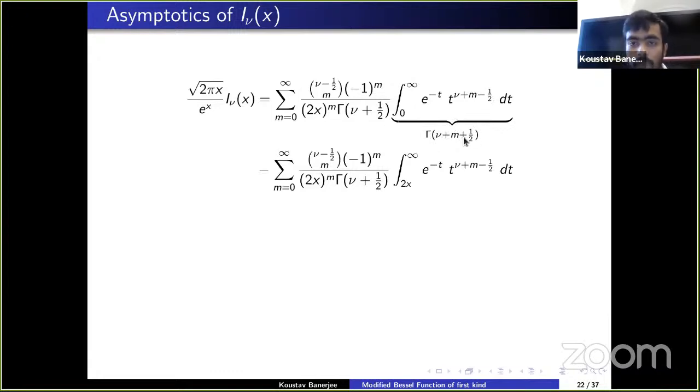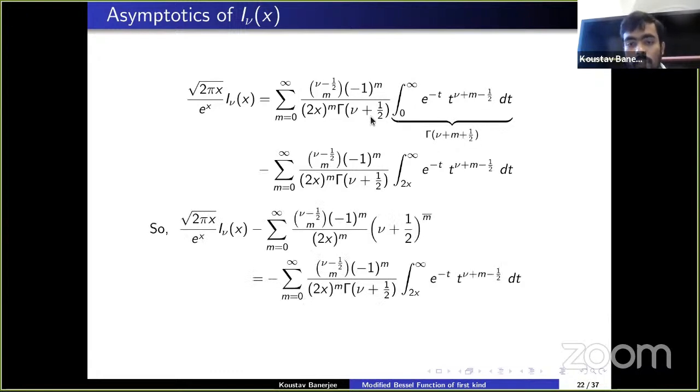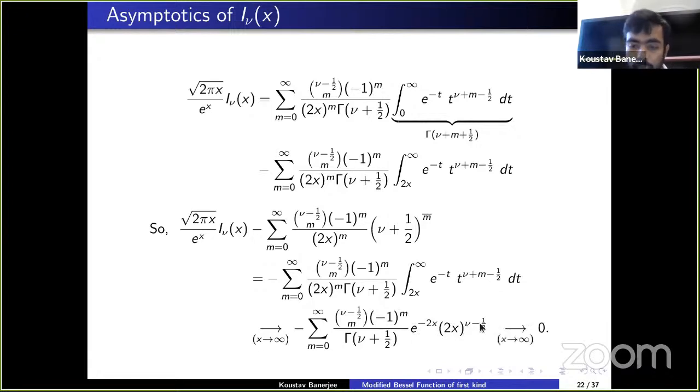And gamma(nu + m + 1/2) divided by gamma(nu + 1/2) is just the rising factorial (nu + 1/2)_m. I take this factor to the other side, and the rest is my error term. So it's enough to check that as x tends to infinity, this incomplete gamma function goes to e to the power minus 2x to the power nu minus half.